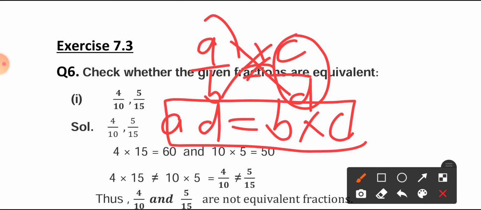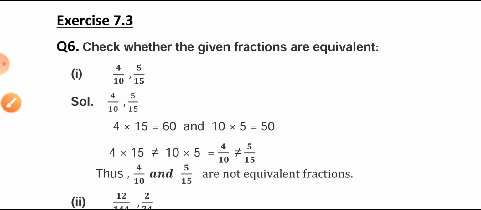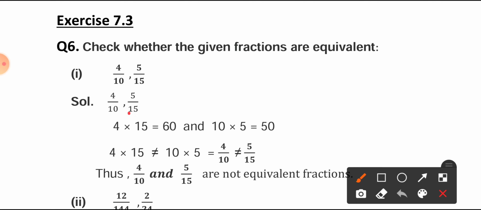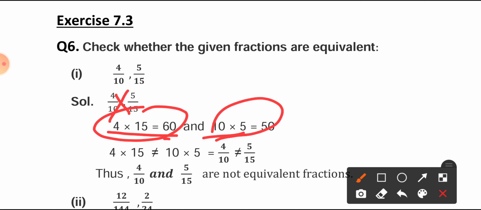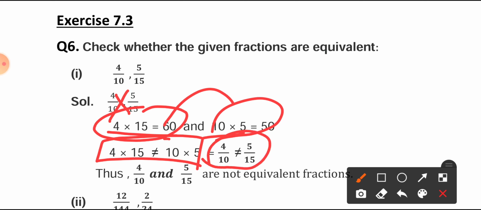So let us see the first one, 4 by 10 and 5 by 15. Here we first find the product of 4 and 15, 4 multiply 15, then 5 multiply 10. So 4 15s are 60 and 10 5s are 50. Now you can see that 4 multiply 15 is not equal to 10 multiply 5, or you can say that 60 is not equal to 50. It means these two fractions are not equivalent. Thus we can say that 4 by 10 and 5 by 15 are not equivalent fractions.